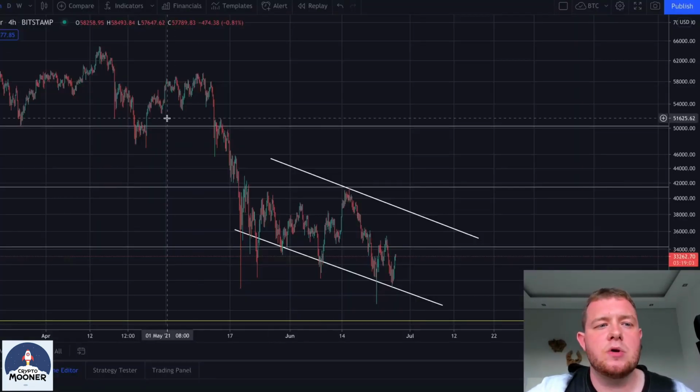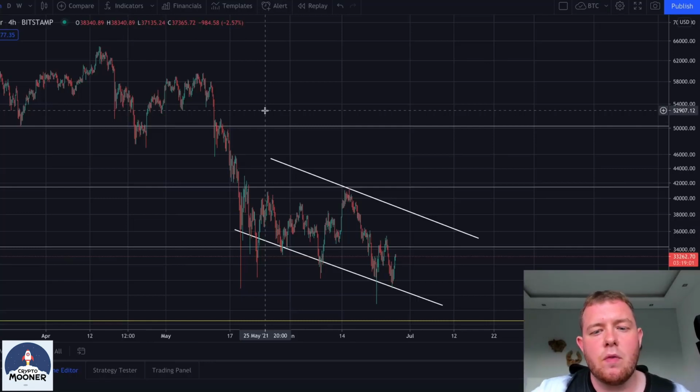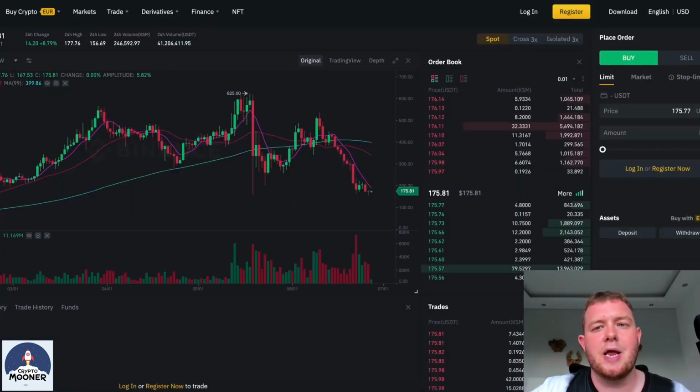So next we want to go over to TradingView. Right now I've got the Bitcoin price open. As of filming this, the price is $33,000. However, we want to focus on the asset of choice right here, which is KSM.